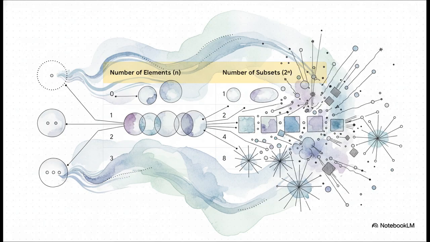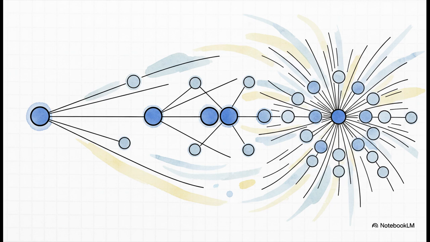Add another element, so now you have 2. Boom, you can make 4 subsets. Add a third, you leap to 8. It's not adding, it's multiplying. It's exponential growth. I mean, just let that sink in. That's the big idea right here. Every time you add just one more thing to a set, you literally double the number of possible smaller groups you can make from it. The complexity, the number of combinations, it just explodes.